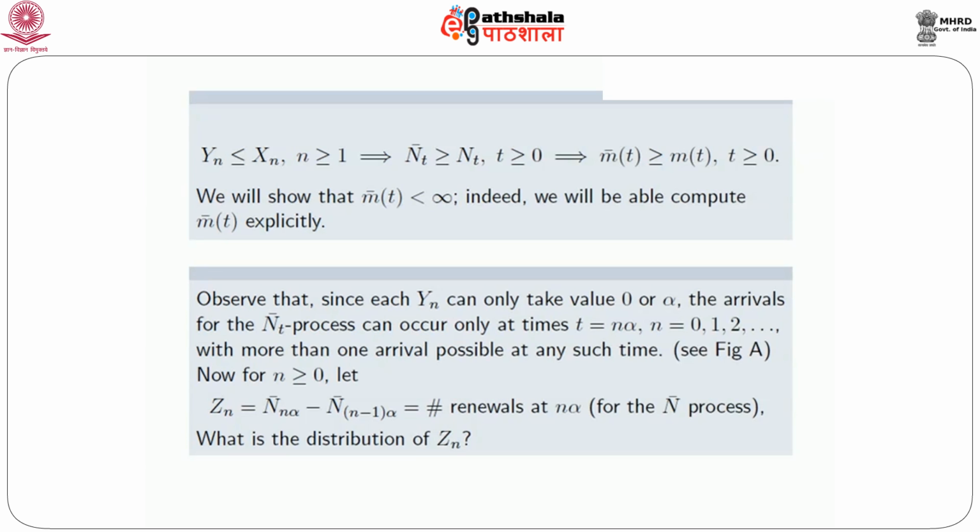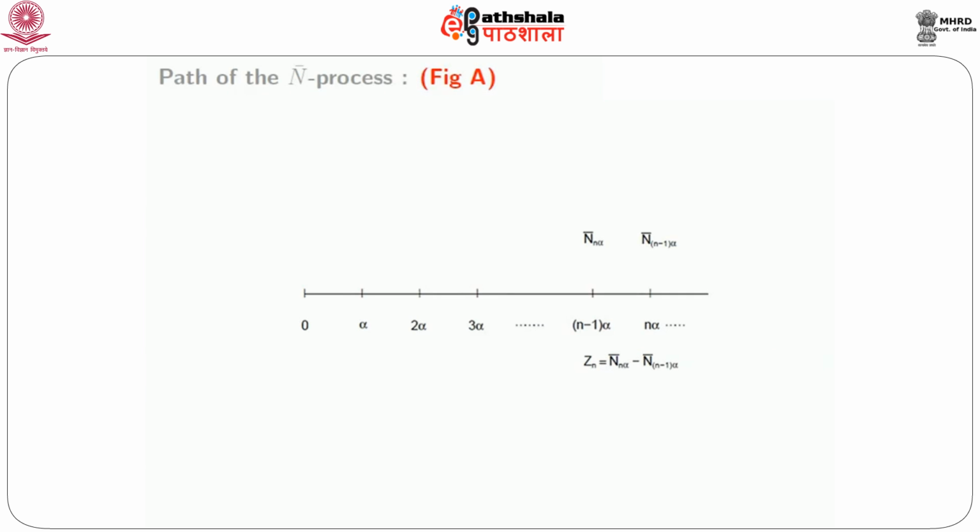Now for n greater than or equal to 0, let us denote Zn to be N hat of n alpha minus N hat of n minus 1 alpha. So this is the exact number of renewals at n alpha for the N hat process. What is the distribution of Zn? Well, this picture would give you some idea of what the Zns look like.